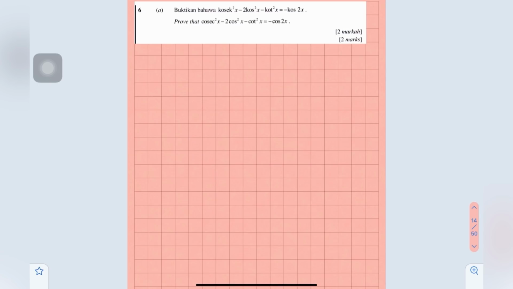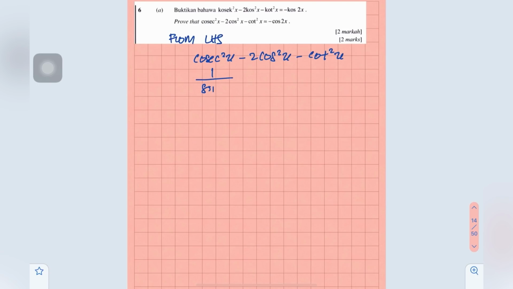cos 2x. So here we got two sides, left and right. So biasa kita pilih yang panjang lah. It's easier to simplify rather than to expand. So kita pilih from left hand side. We have cosecant squared x minus 2 cos squared x minus cotangent squared x. Cosecant is 1 over sin, so cosecant squared is 1 over sin squared x, minus 2 cos squared x. Cotangent is cos over sin. So kalau cotangent squared, cos squared x bahagi sin squared x.